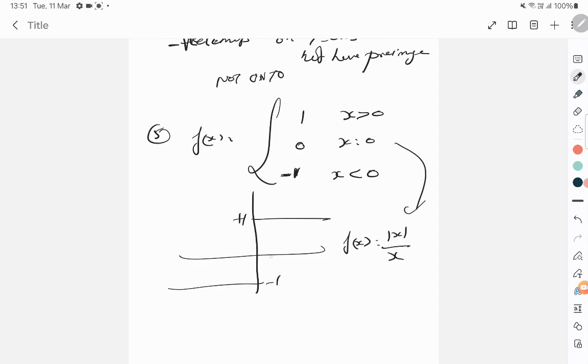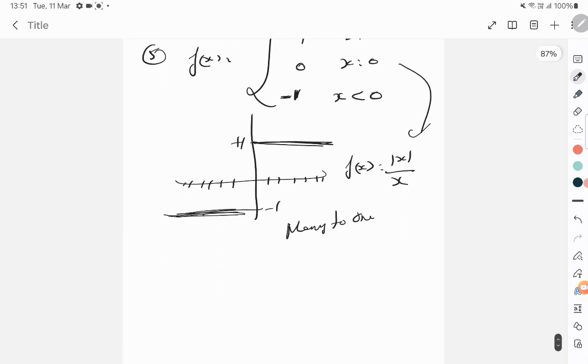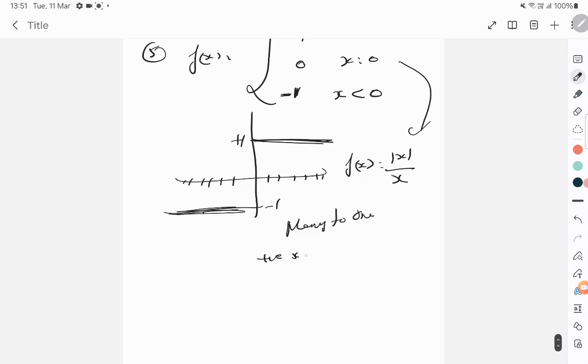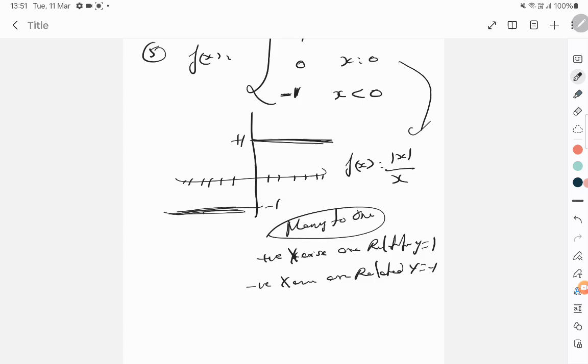And as soon as you see, all values of positive x are related to only 1, and all values of negative x are related to only -1, so it's definitely many to 1. So all elements on the positive x-axis are related to y being 1. The negative x-axis is related to y being minus 1. Therefore, it is definitely many to 1, it's not 1 to 1.